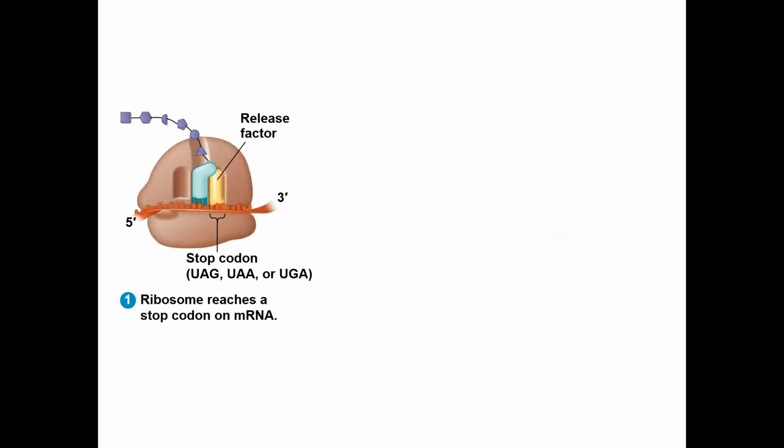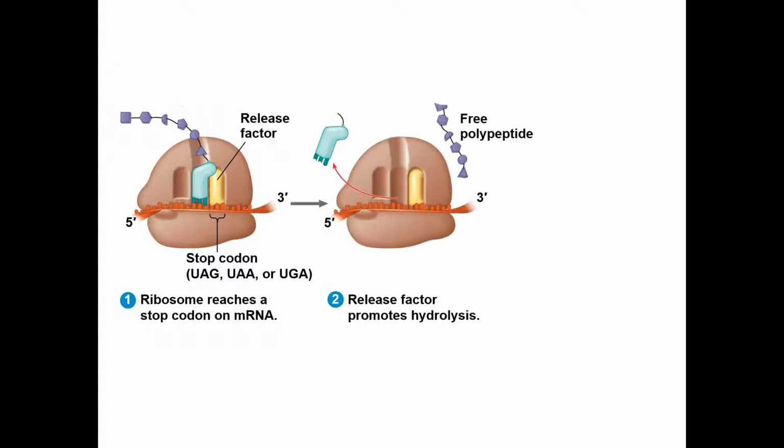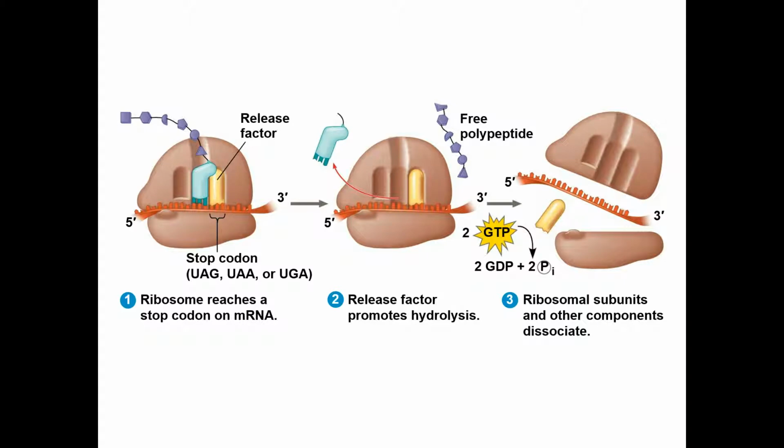Here you have your growing polypeptide chain attached to the tRNA molecule occupying the P site. You have your stop codon, which is the next codon sequence. You have a protein called a release factor that binds. Next, your polypeptide chain is released. This covalent bond is broken, your polypeptide is released, your tRNA molecule leaves, and now your ribosome and your messenger RNA disassemble.